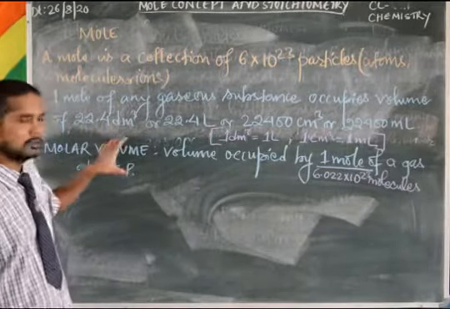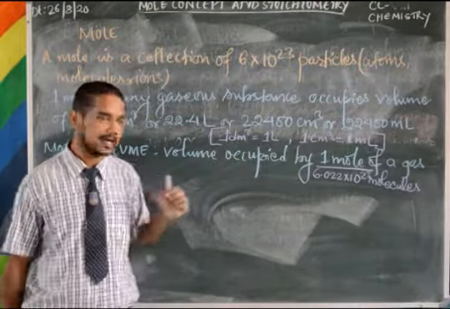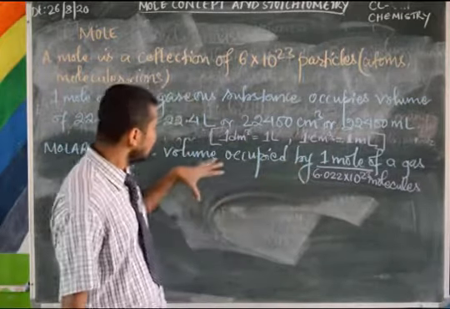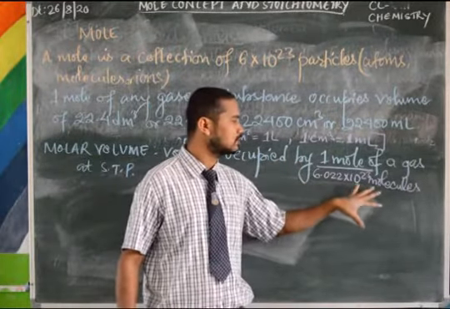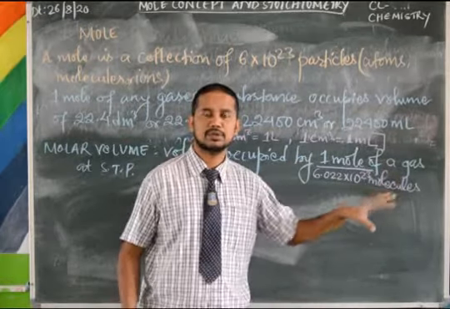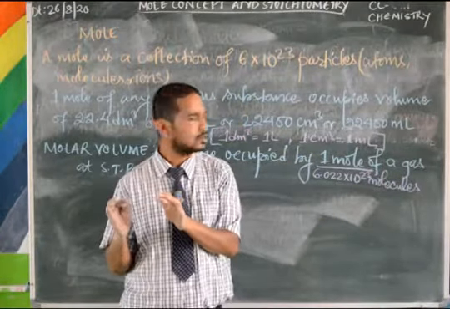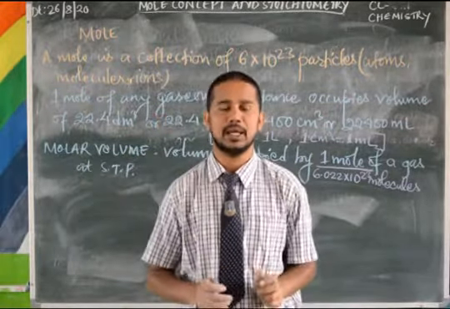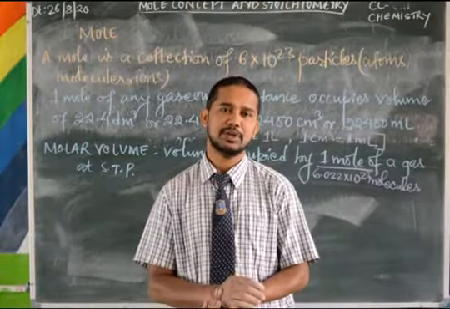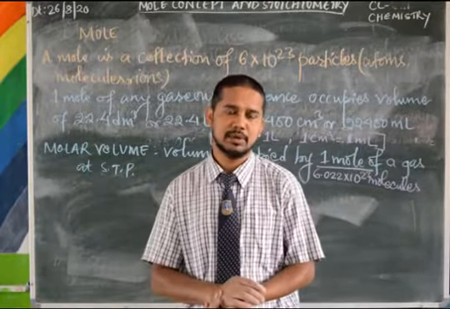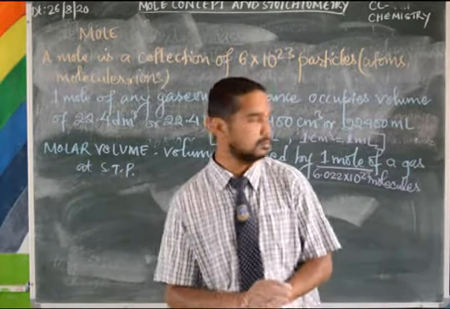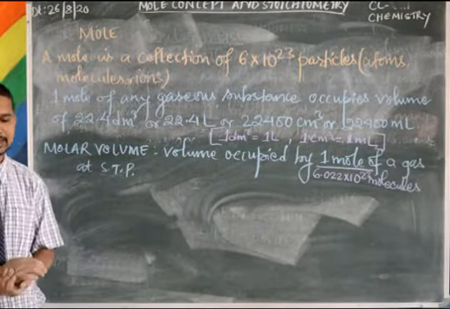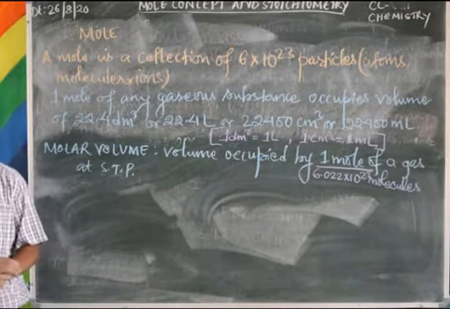Molar volume is volume occupied by 1 mole of a gas at standard temperature and pressure, which means volume occupied by 6.022 into 10 to the power 23 molecules. So how much volume 6.022 into 10 to the power 23 molecules can occupy at standard temperature and pressure becomes its molar volume. So molar volume is volume occupied by 1 mole of a gas at standard temperature and pressure.